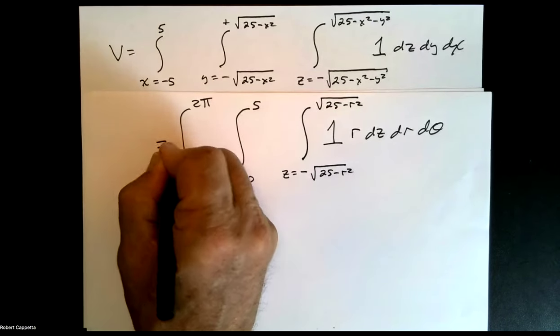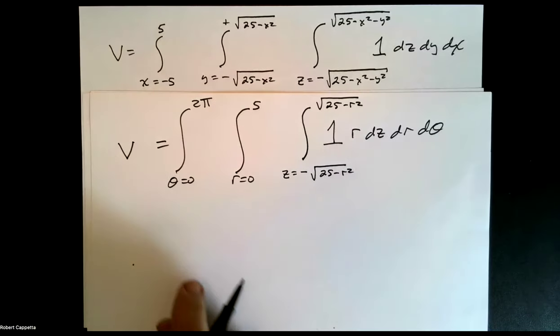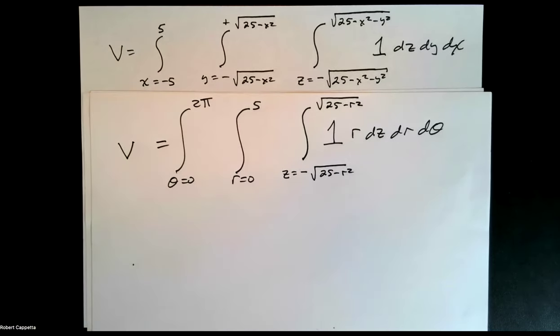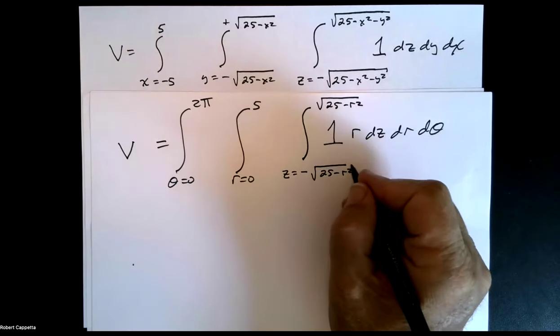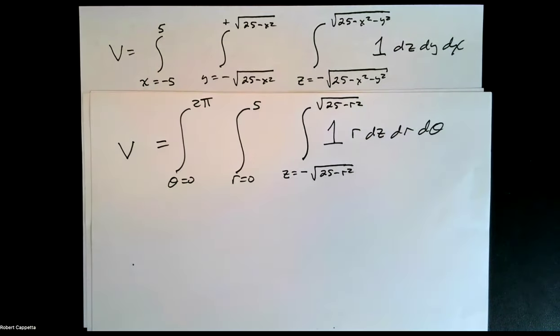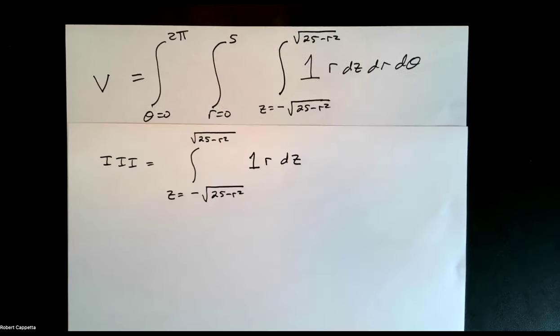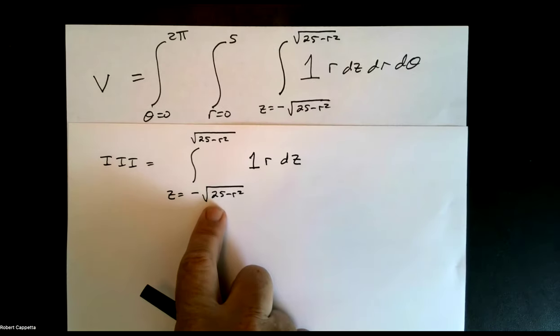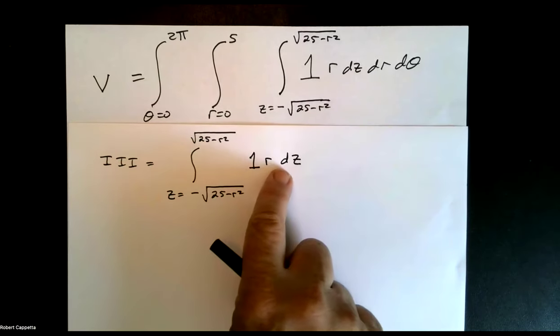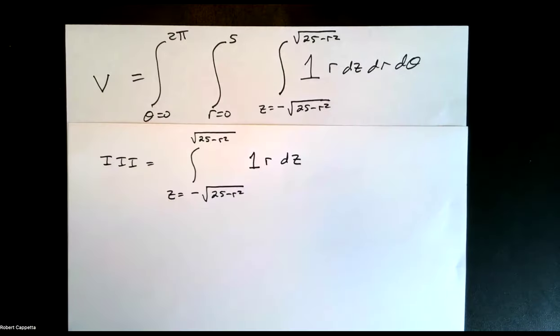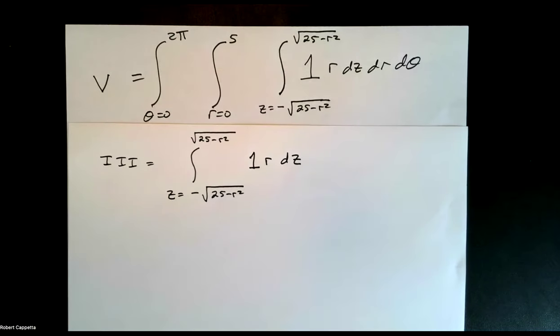Remembering the volume is the triple integral of 1. Theta from 0 to 2 pi, r 0 to 5, z from negative root 25 minus r squared to positive root 25 minus r squared. And this is the integral we have to evaluate. So the innermost integral is z from negative root 25 minus r squared to root 25 minus r squared of 1r dz. Again, focusing on the innermost integral.